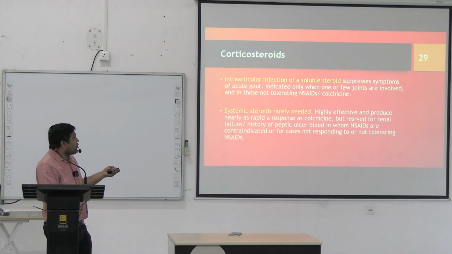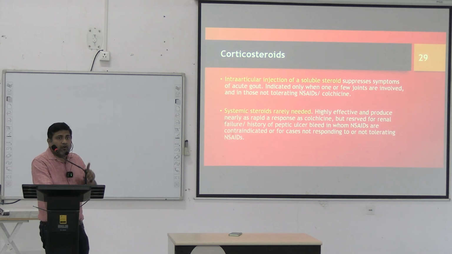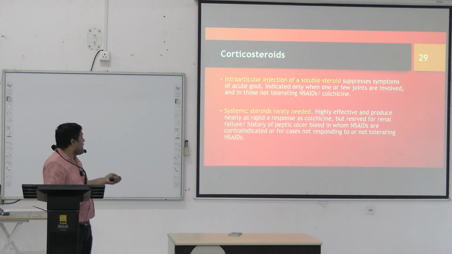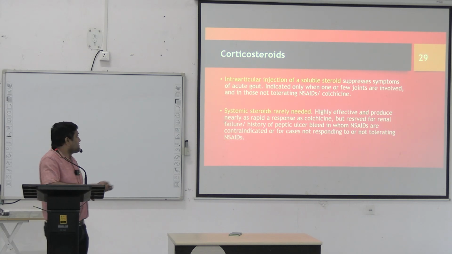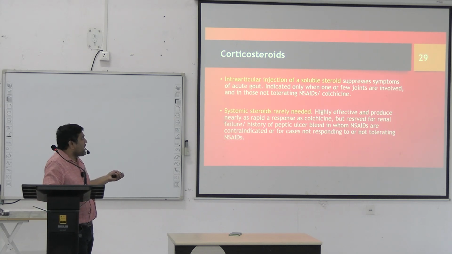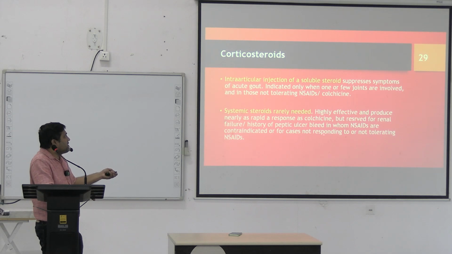Intra-articular injection of a soluble steroid suppresses symptoms of acute gout, indicated only when a single or few joints are involved, and in those not tolerating NSAID or colchicine. Systemic steroids are rarely used, highly effective and produce nearly as rapid a response as colchicine, but reserved for renal failure, history of peptic ulcer disease.